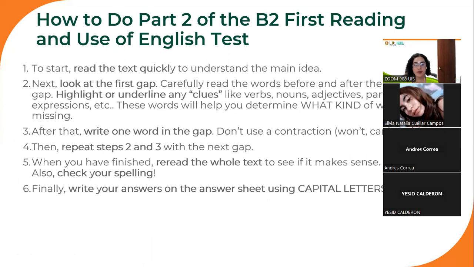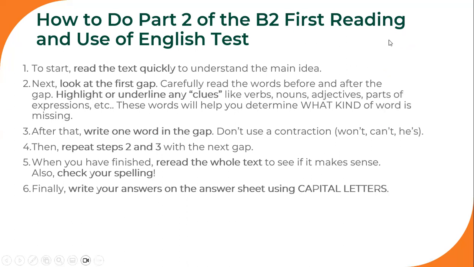So what are some tips for this part? Read the text quickly to understand the main idea. Read carefully the words before and after the gap. You can highlight any clues you have, like a verb, a noun, an adjective, or parts of the expression, okay? This is to recognize what kind of word is missing.